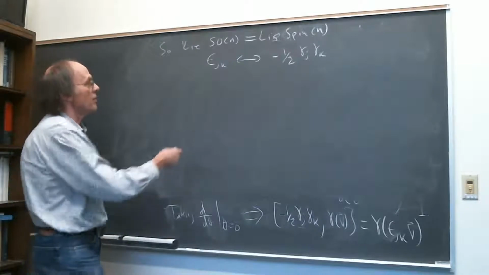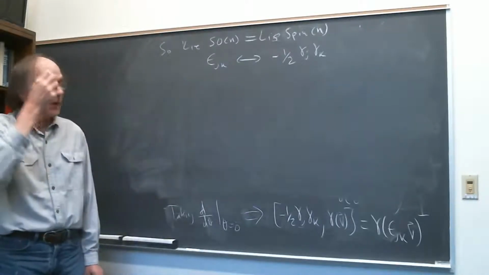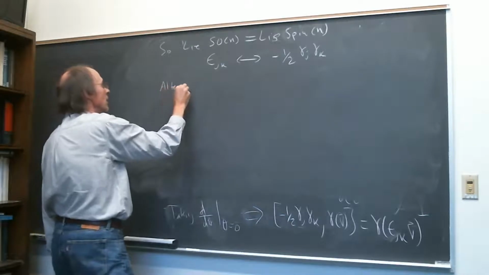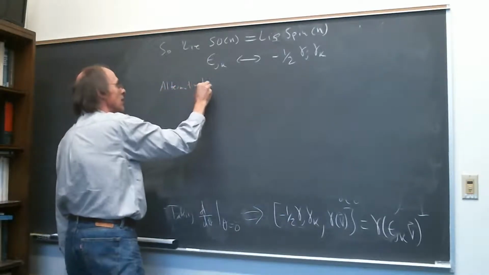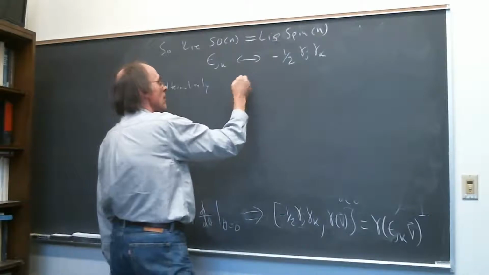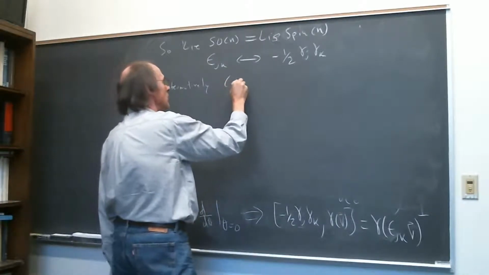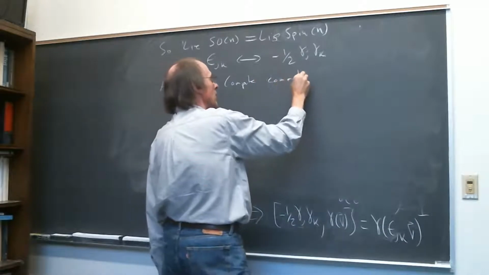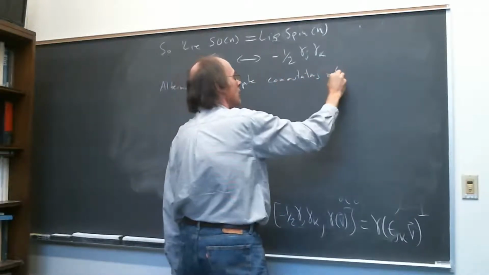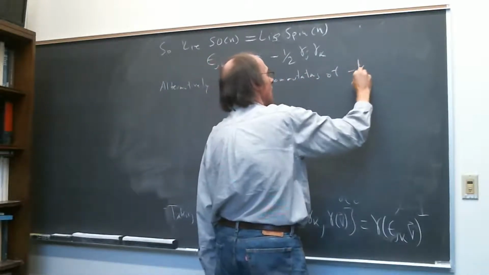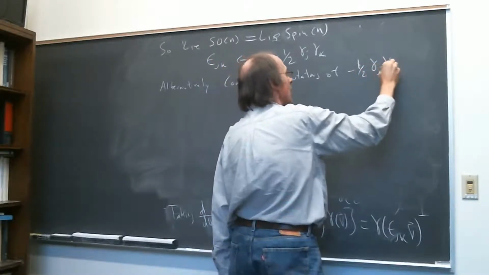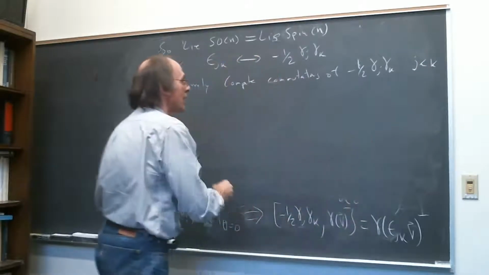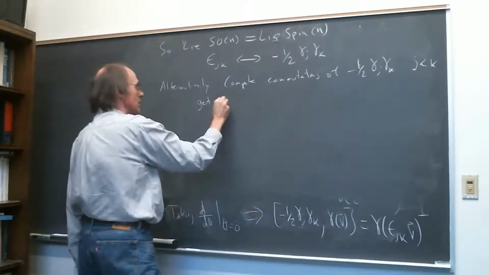And there's an alternate kind of way of thinking about this. Alternatively, to show, compute commutators of that 1/2 gamma j gamma k, for each choice of j less than k, and you get the same relations.